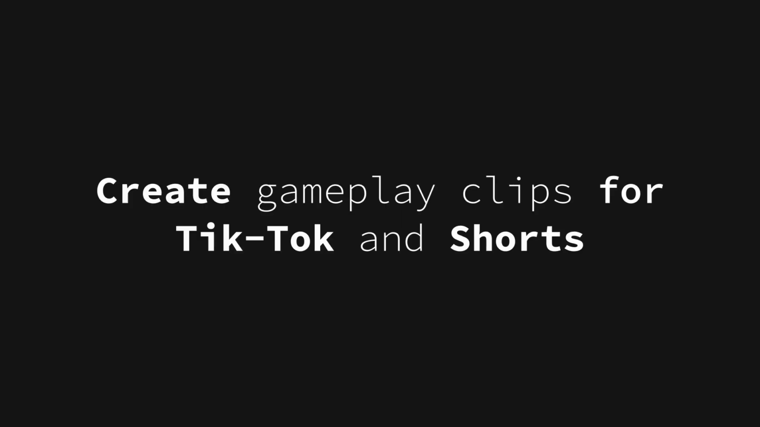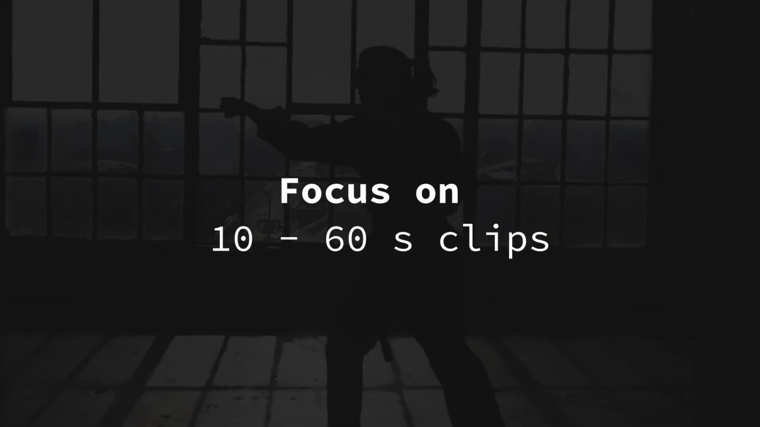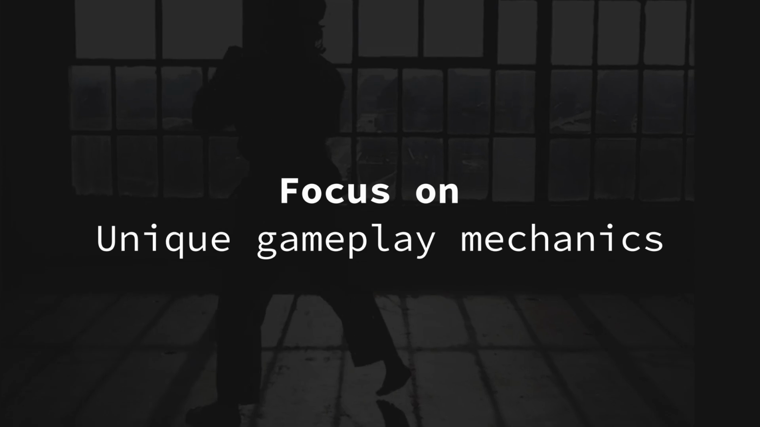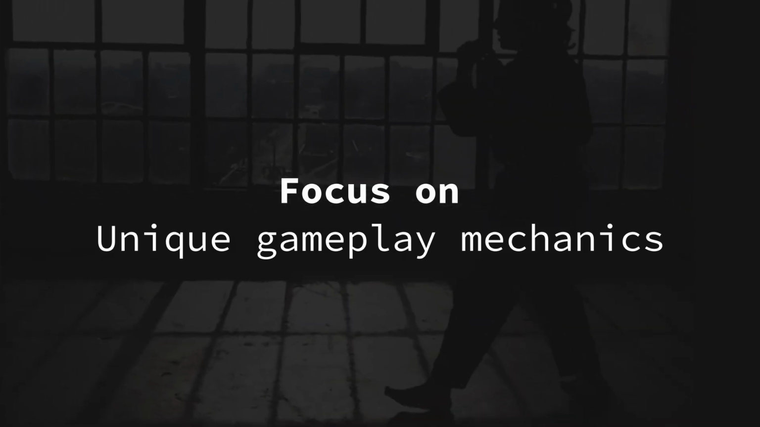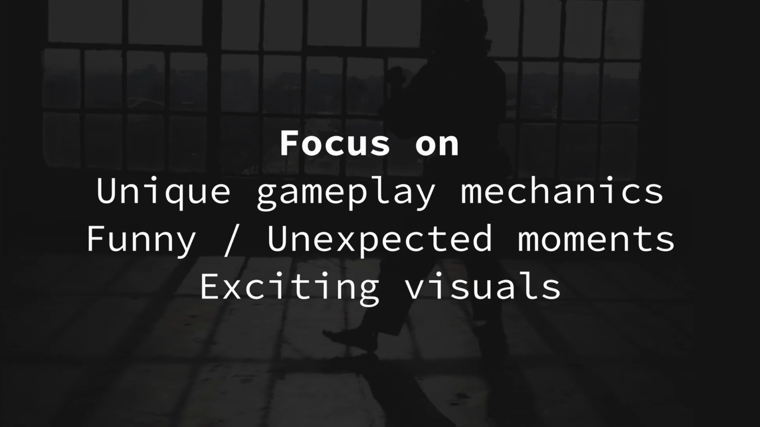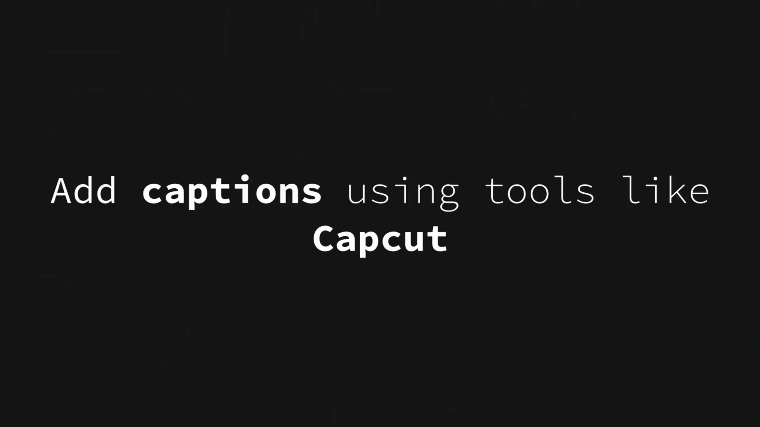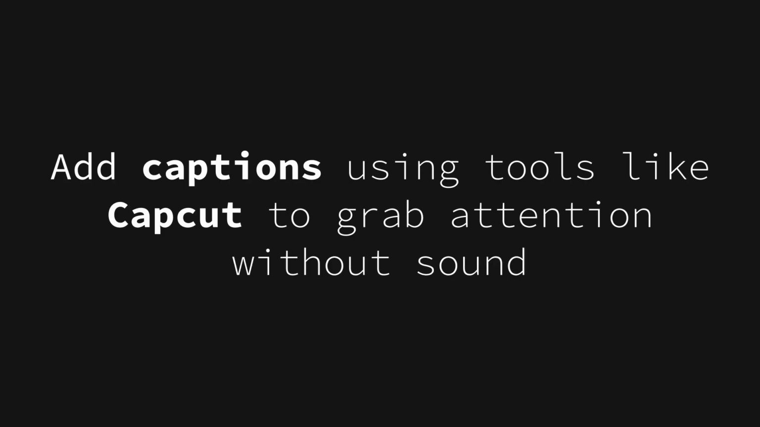5. Create gameplay clips for TikTok and Shorts. Short form videos perform incredibly well. Focus on 10 to 60-second clips that highlight unique gameplay, mechanics, funny or unexpected moments, exciting visuals from your game, or clips from streamers that you contacted. Add captions using tools like CapCut to grab attention even without sound.